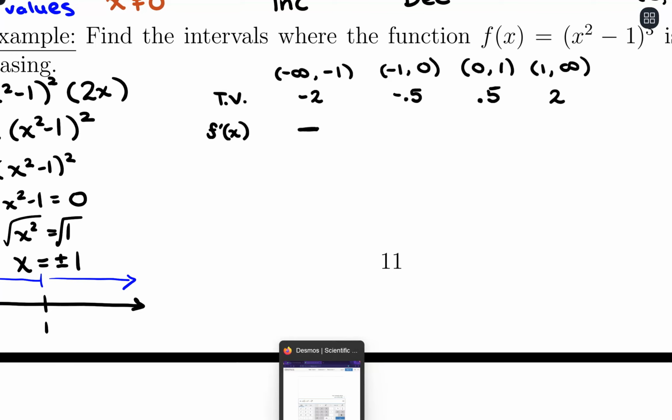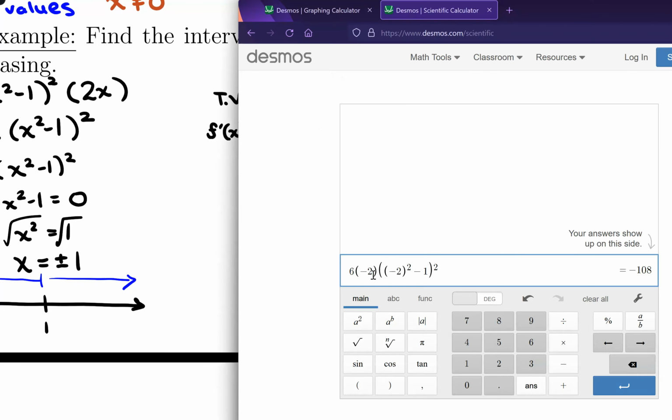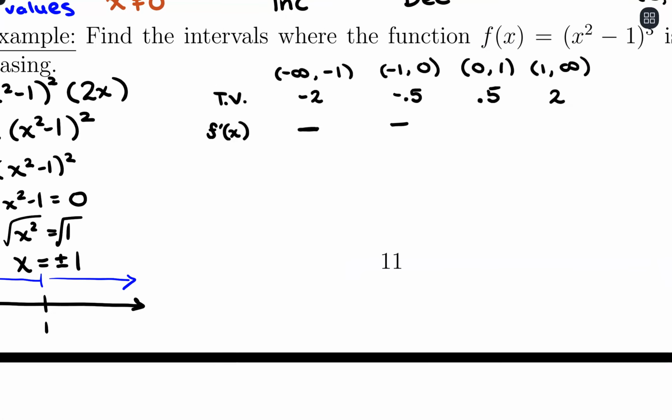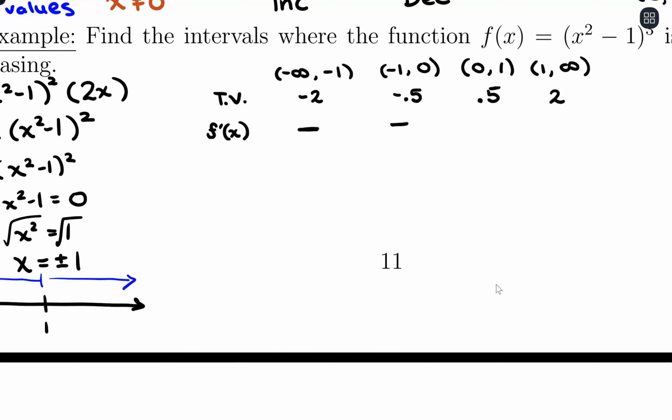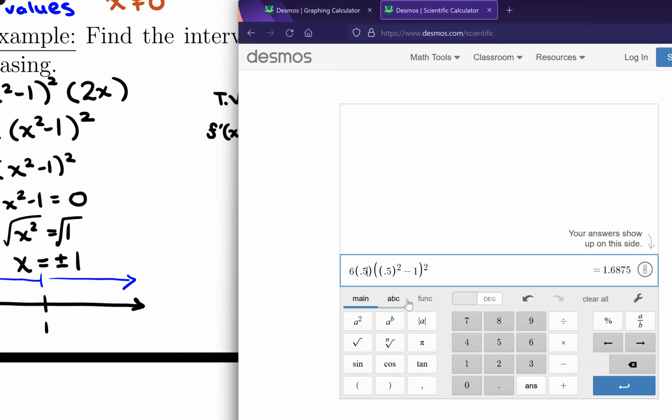Then we want to plug in -0.5, and what I'm going to do is just replace those values. You can make a table of values too. I know we've talked about how to make that in Desmos, or you can use Excel to make the tables. So this is negative as well, so it's going to be decreasing there as well. Let's see, +0.5. I'm going to edit out the negative symbol. So 6 times 0.5, 0.5 squared. Now it's a positive value. And then +2. If I plug in +2, that's also going to be positive.